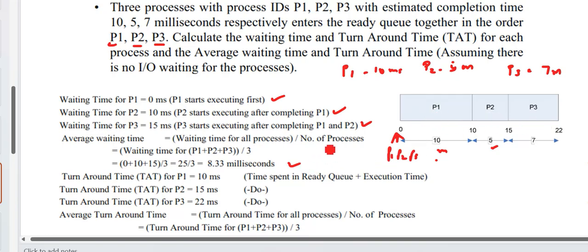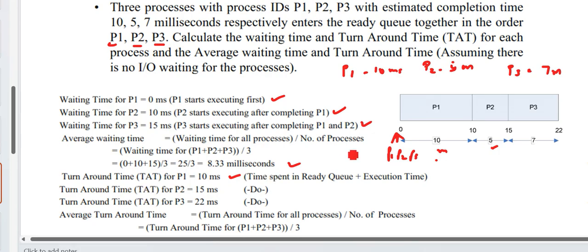Next, what is the turnaround time? Turnaround time is waiting time plus execution time. How much time it waited plus execution time. So what is the waiting time for P1? P1 waiting time is 0 and execution time is 10. So waiting time 0 plus execution time 10, that is 10 milliseconds.